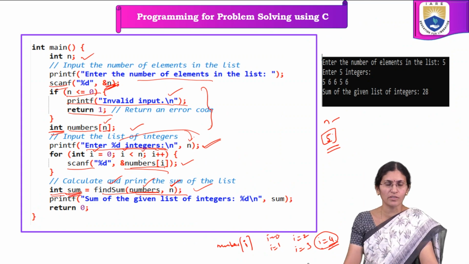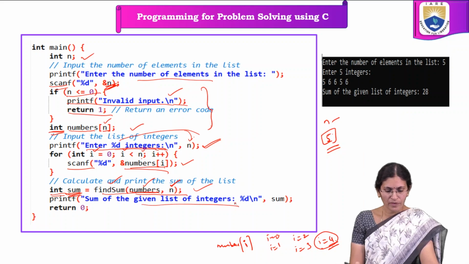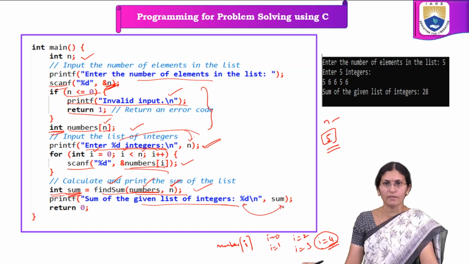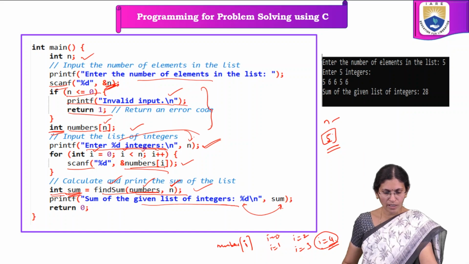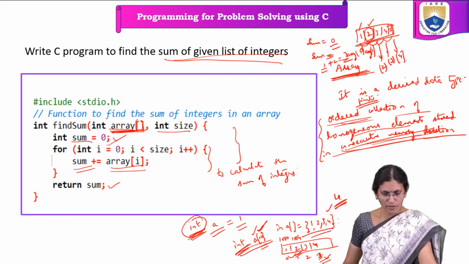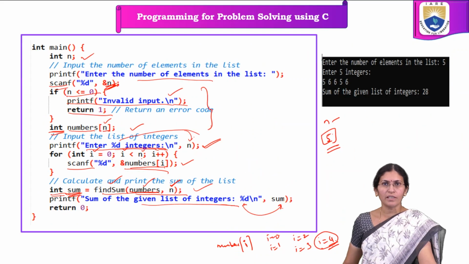So that is assigned to this variable sum in the main function. So we can print the value of sum with this printf statement, and the sum is displayed on the screen. Sum of the given list of integers is %d. Here %d is the format specifier to print the value which is stored in the variable sum. In this way, we can write the program to calculate the sum of the given list of integers.